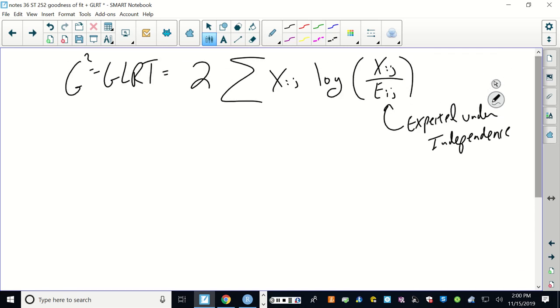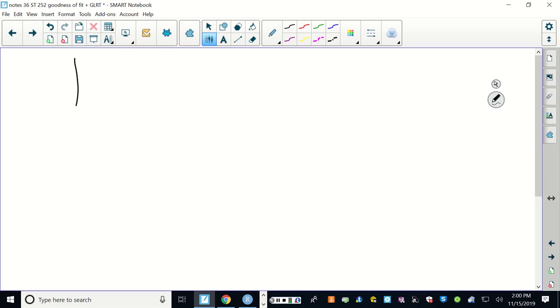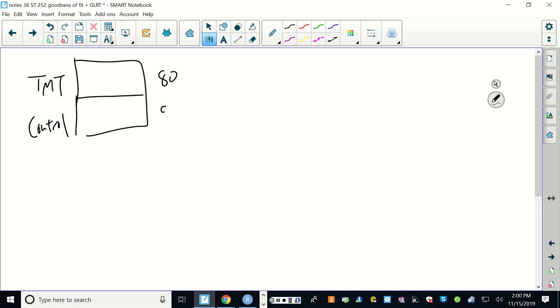Maybe I'll just put it on another page so we can do it all in one. Let's say we have a medical example where we have a treatment and then a control group. We have 80 that get treatment and 90 that are getting control. And we have a positive or a negative outcome for the different individuals. Let's say of the 80, we get 24 positives and 56 negatives. And for these 90, we get 19 and 71.